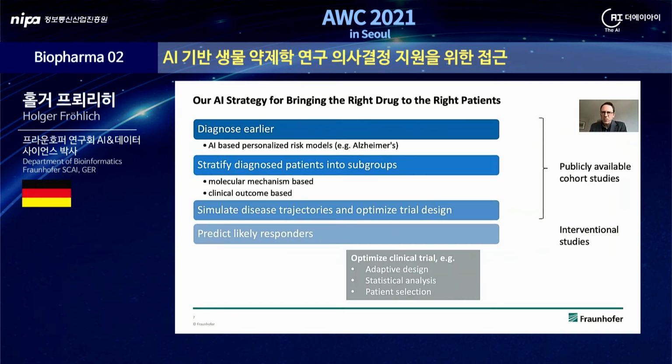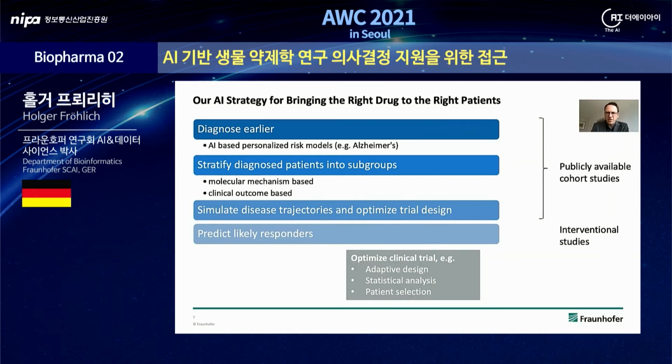Let me now explain our AI strategy for bringing the right drug to the right patients. Specifically in neurodegenerative diseases such as Alzheimer's, it is critical to diagnose the disease as early as possible in order to have a chance with any sort of medication. Hence, the first step of our strategy is to develop AI-based personalized risk models that allow for an early detection of individuals at high risk for a later disease diagnosis. Importantly, these models consider the characteristics of the individual patient, rather than only relying on population averages.